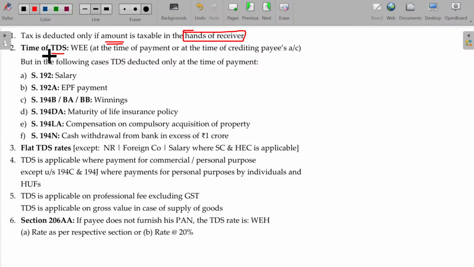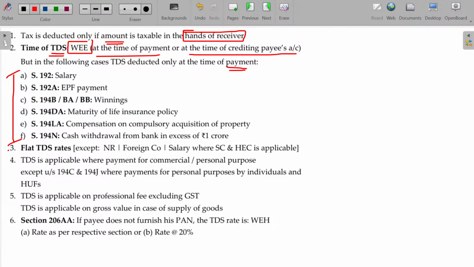At what time is the TDS deductible? Time of TDS. At the time of payment or at the time of crediting to the payee's account. Between these two, whichever is earlier. But in these following cases, TDS will be on payment basis. Most of the cases, whichever is earlier of time of payment or time of crediting in payee's account, except the list given here. We'll see this list after.